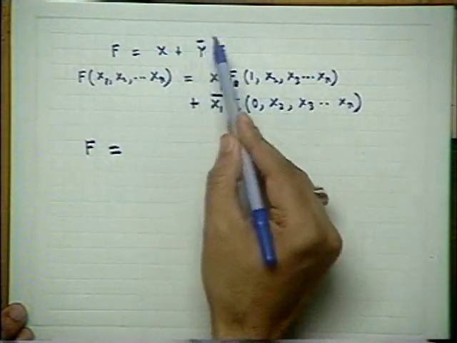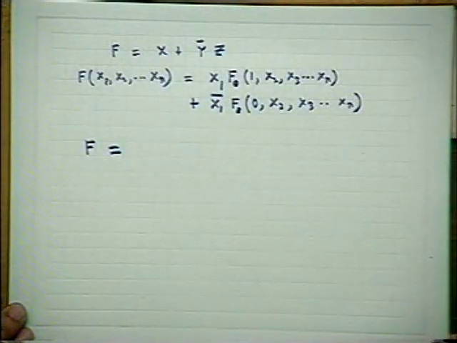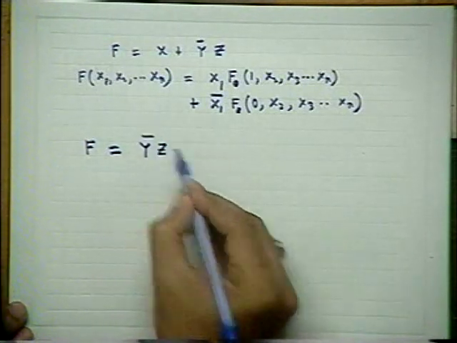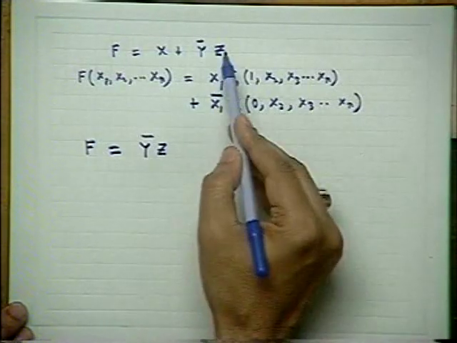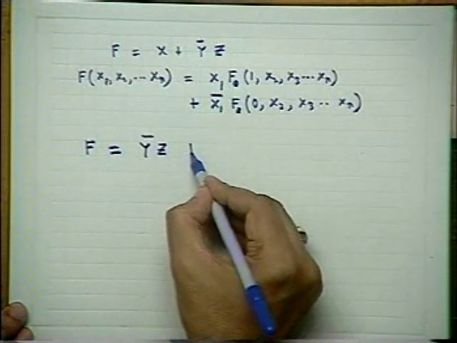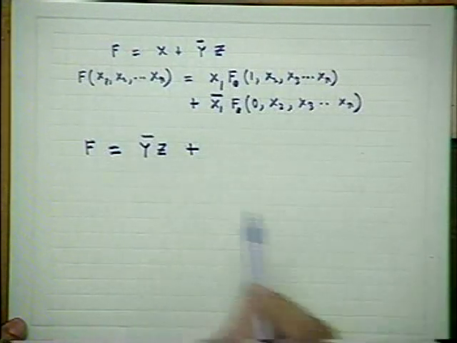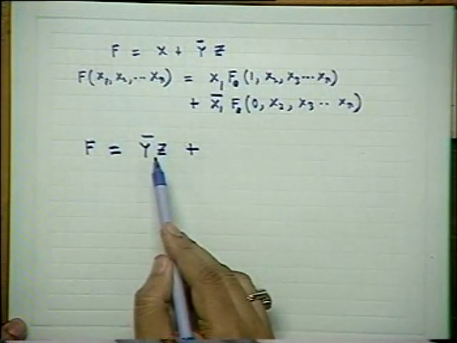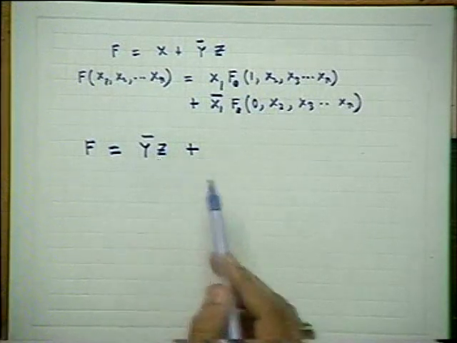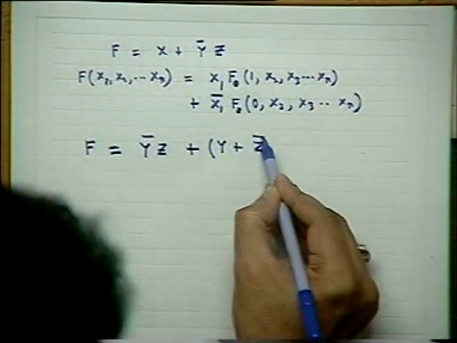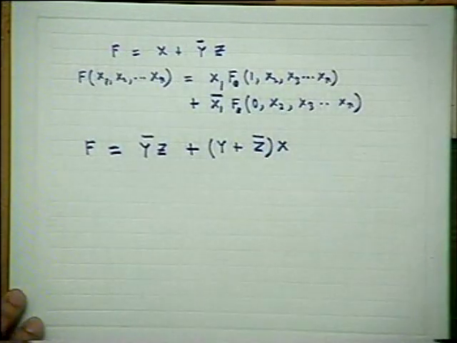Suppose we assume y bar z as our x1 and x as x2. So what is the form becoming? Y bar z into f1, that means 1, plus the complement of this, and then x. So it becomes simply y plus z bar into x.